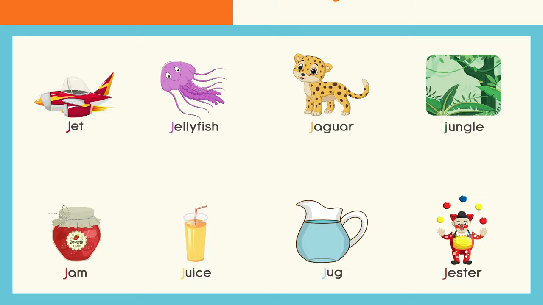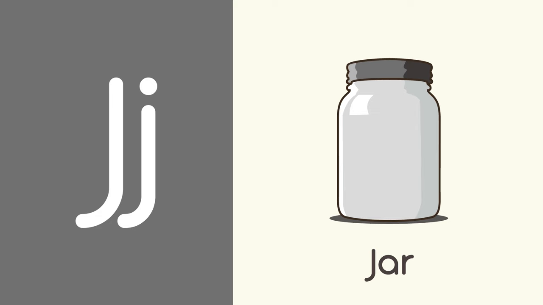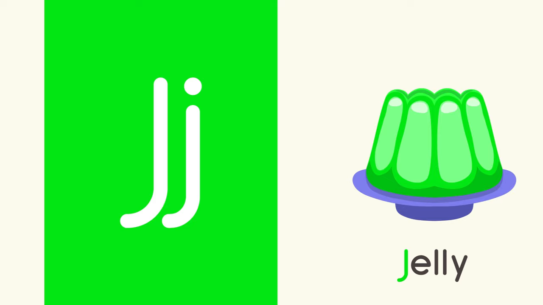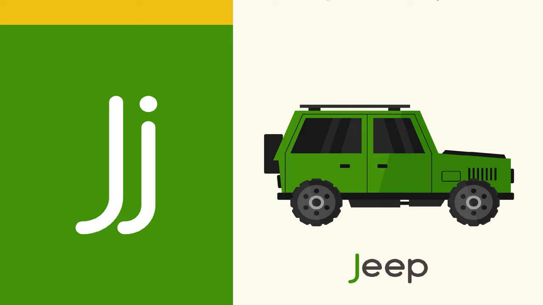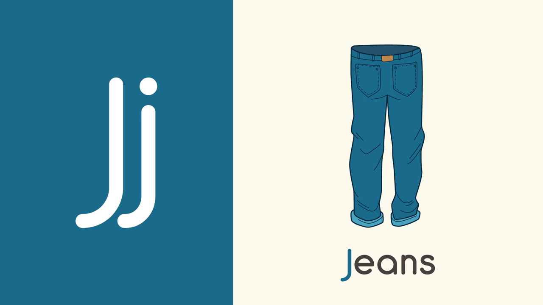J is for Jacob. J is for jar. J is for jelly. J is for joker. J is for jacket. J is for jeep. J is for jewelry. J is for jeans.